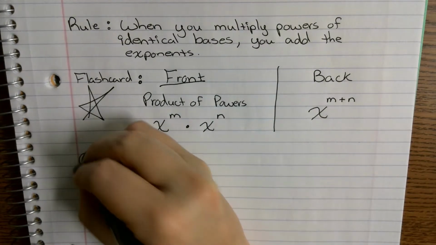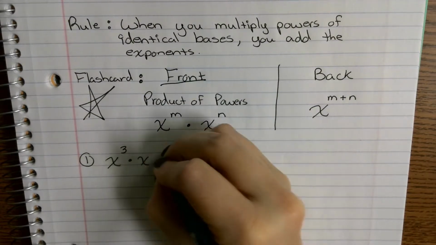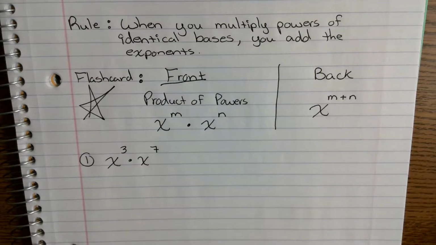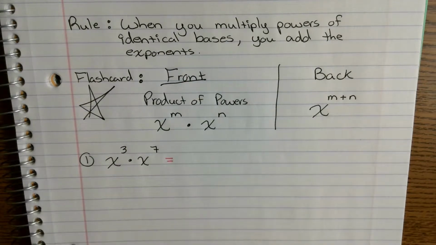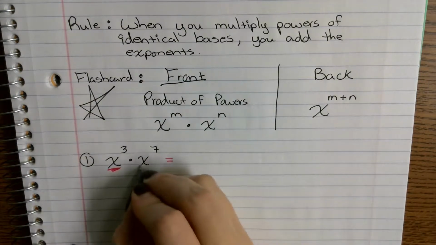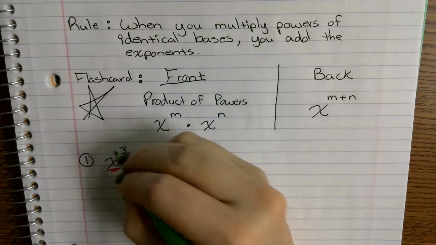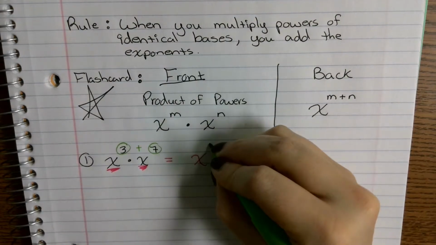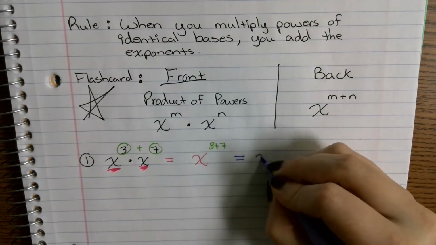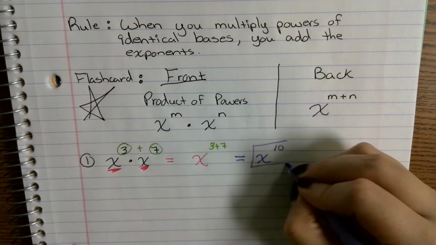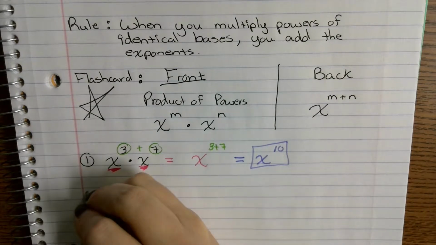All right, so let's go ahead and do a couple little practice problems. So if we've got x to the third times x to the seventh, all you're doing, again, you have to make note, are they the same base? Yes, these are the same base. So I'm going to take x, and all I have to do is add my exponents together, 3 plus 7. So it's going to become x to the 10th power. Try this one on your own.